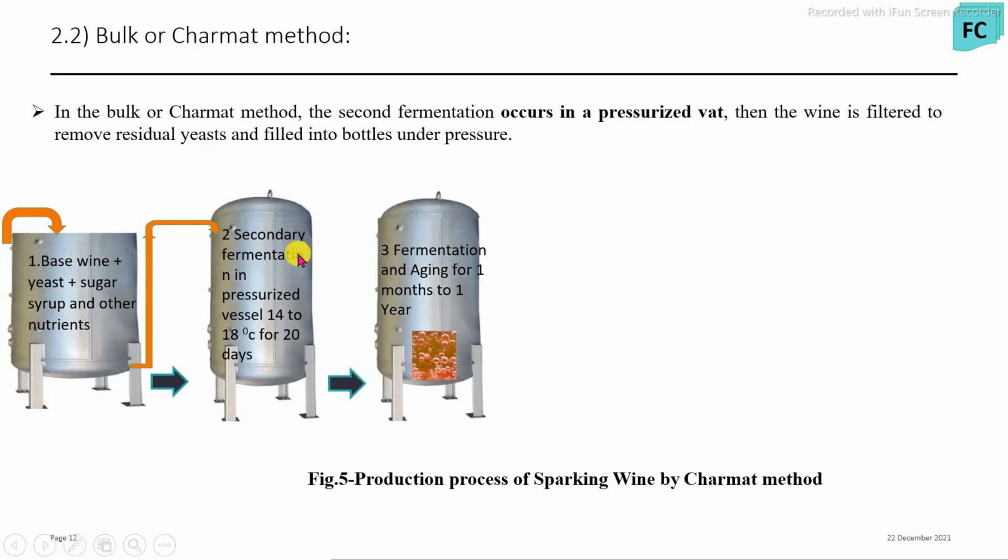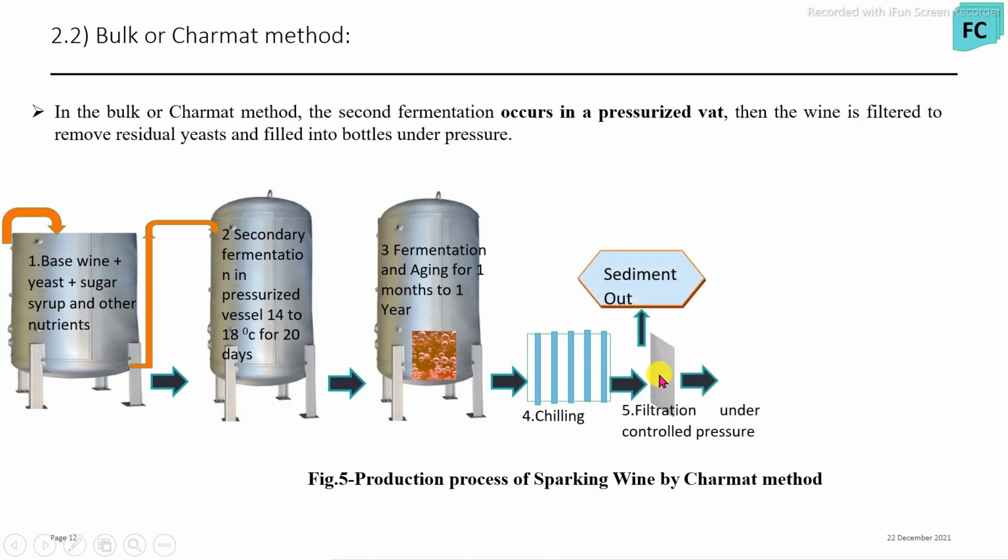After the fermentation, the aging process is carried out in the same vessel under pressure, in which the sugar is converted to ethyl alcohol and carbon dioxide. The aging period is from 1 month to a maximum of 1 year. After the aging process, the wine is chilled first and then passed into the filtration process.